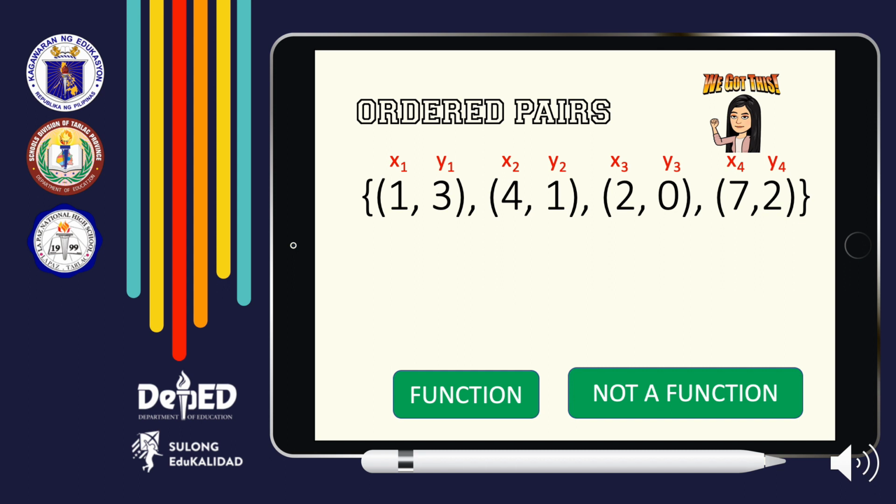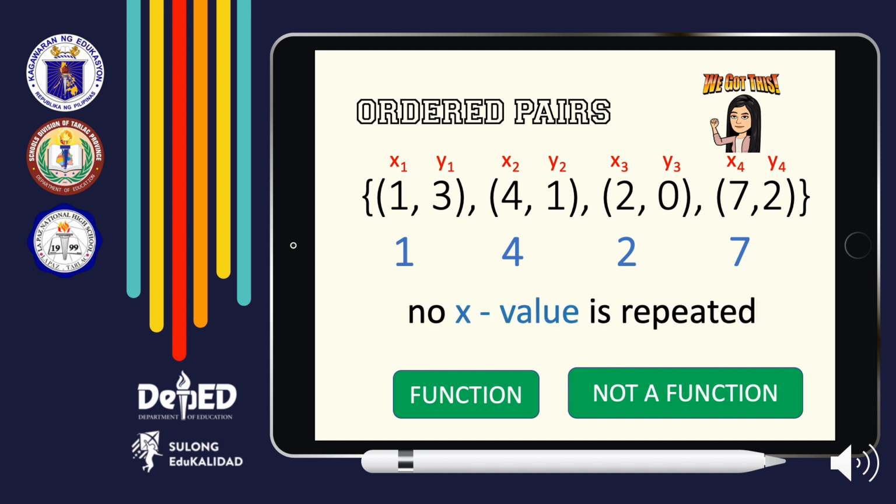Now why is it important to identify our x and y values in each ordered pair? Because these values, the domain, are the critical values to identify if it is a function or not. So look at this. We have 1, 4, 2, and 7 as the x values, and no x value is repeated. So every element is distinct or unique from the rest of the domain. Thus, we consider this as a function.